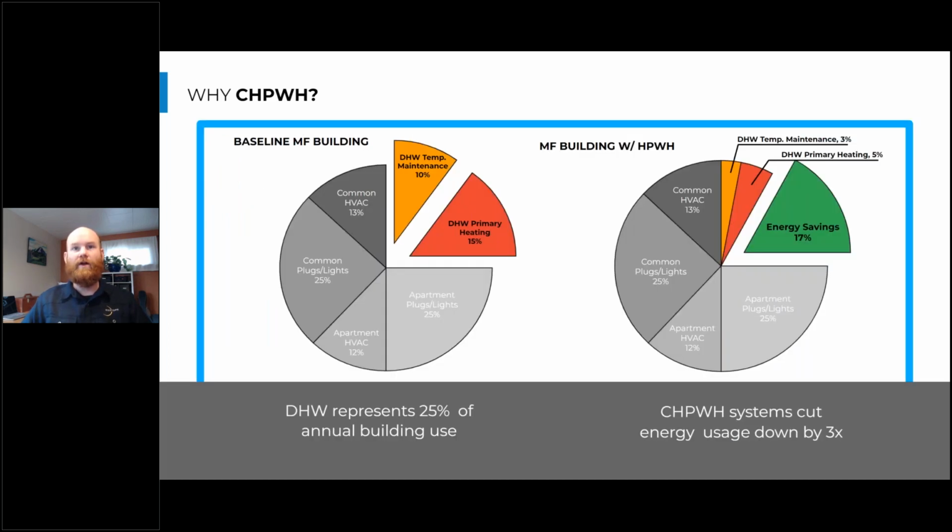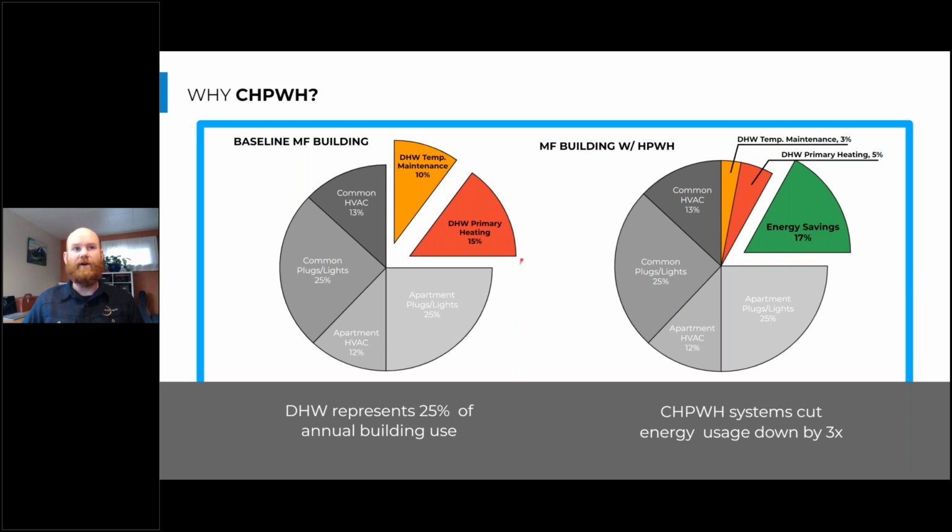But really, we are focused on multifamily buildings a little bit more specifically today, because in the Seattle Energy Code, we are now required to serve our commercial multifamily buildings with a commercial heat pump water heating system. And one of the reasons why the code is really driving this first for this building type, or this occupancy type, is looking at the energy savings possible here. And so on the left-hand side of the screen, we have our baseline multifamily building. And this is all the energy that's going into that building over the course of a year.